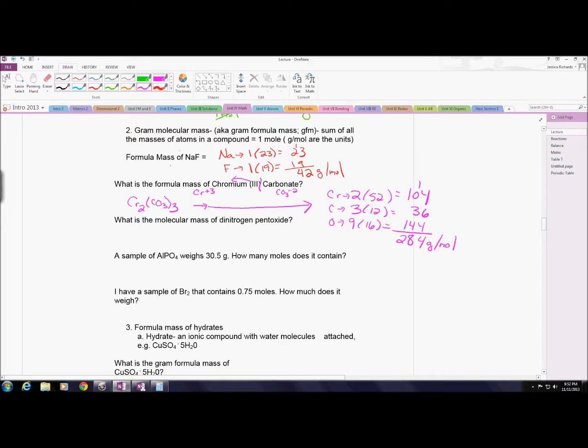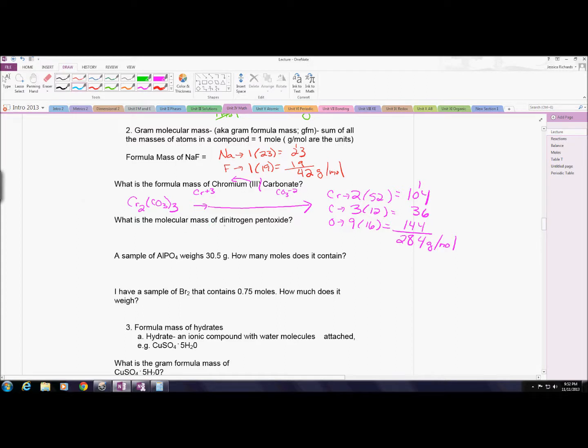Now notice if they just want the formula mass, if you can't turn the name into a proper formula in the first place, you're never going to get the correct formula mass. So you really have to have your naming skills down. If you're still having issues with naming, make sure you see me.